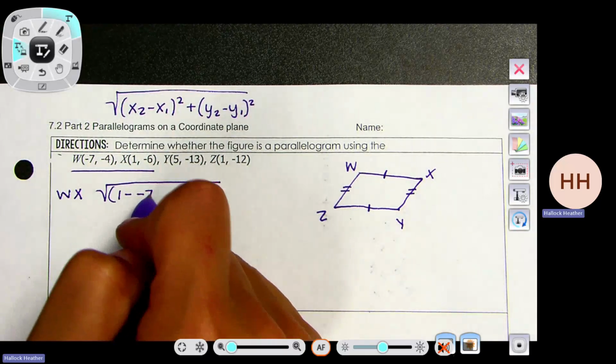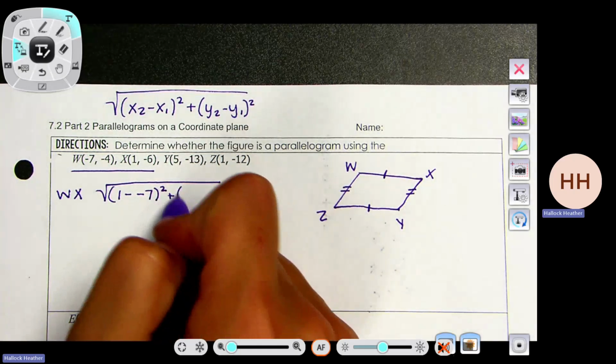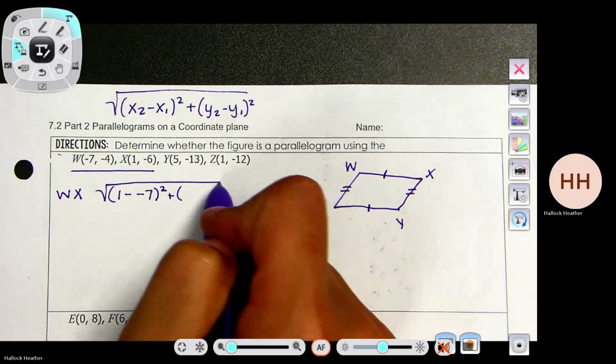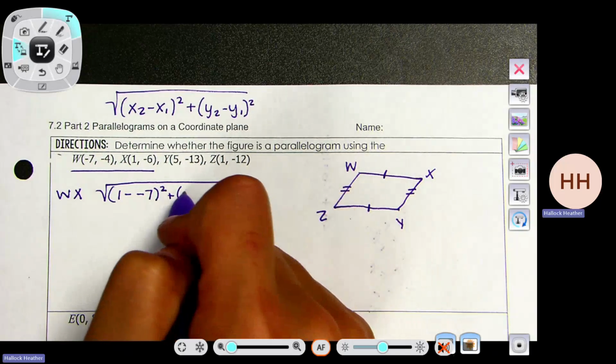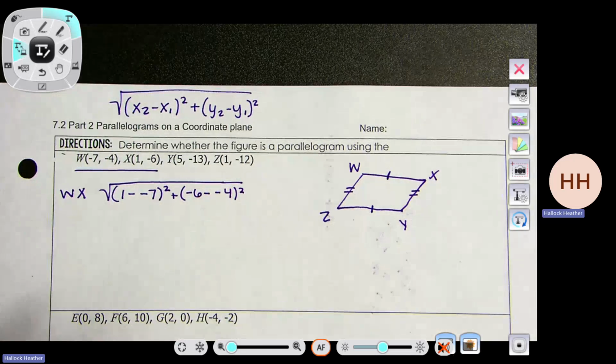-7. Remember, if you understand conceptually that a negative and a negative make a positive, you could put plus. Plus, and then we have y2 minus y1, so what two numbers have to go there? -6 minus -4, squared. And then we just type it into Desmos. We get this.